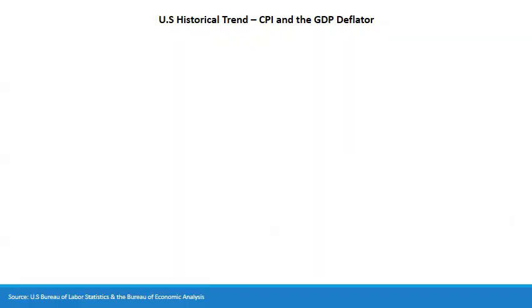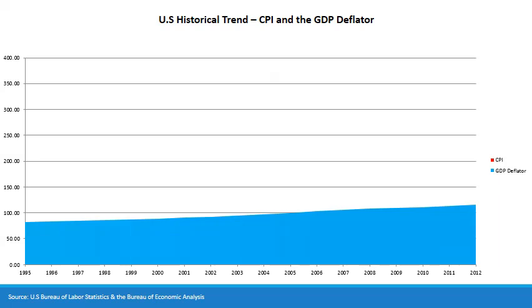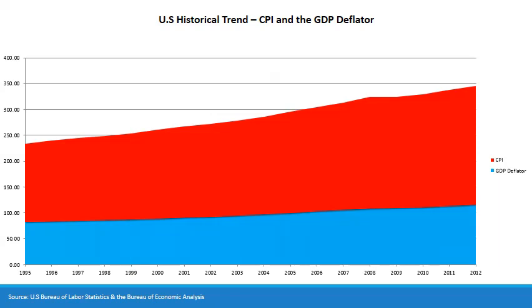Let's look at the historical trend here. So when we look at this and break it down, here's how GDP deflator has risen since 1995 to 2012, whereas here's CPI and how it's risen. You'll notice how CPI has risen more quickly than the GDP deflator. So here's one of the things. Why are these two different measurements? The single biggest reason why these two are different measurements is shown on this graph.